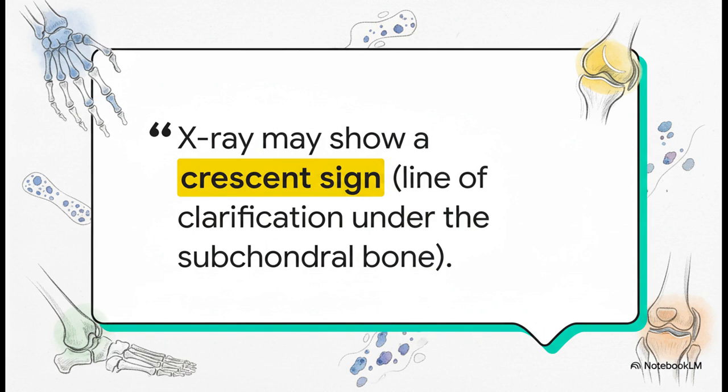The key thing you're going to look for on an X-ray is the crescent sign. See that little line of clarification under the bone? That's it. It's basically a dark line that shows a fracture right under the cartilage. It's a pretty late sign, but when you see it, you know that joint surface is about to collapse. It's a huge red flag.